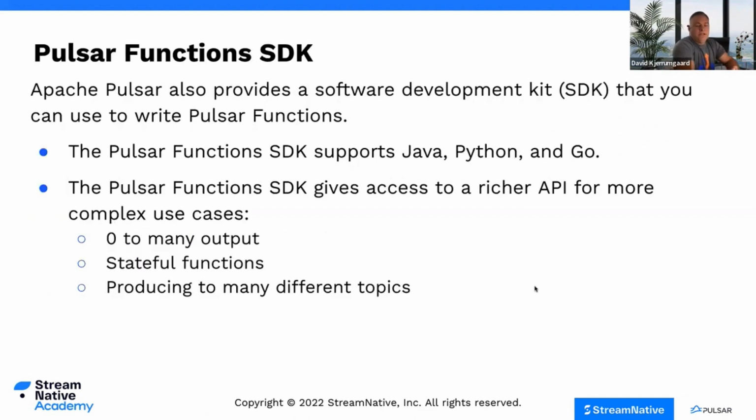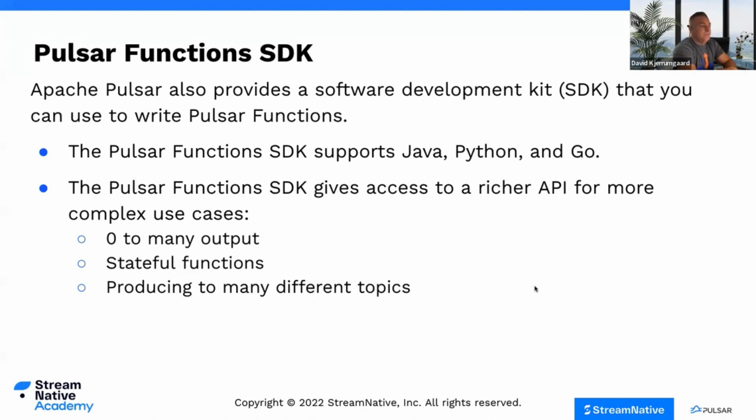But we quickly realized that both those APIs had some limitations. They had different capabilities, and there were things we wanted to add to the framework that weren't there. So we decided to quickly develop an SDK, a software development kit, for Pulsar functions, and added support for the Go programming language as well. So in addition to Java and Python, you can now write functions using the Golang library. It gives you a much richer API for more complex use cases, for multiple outputs that you saw previously.